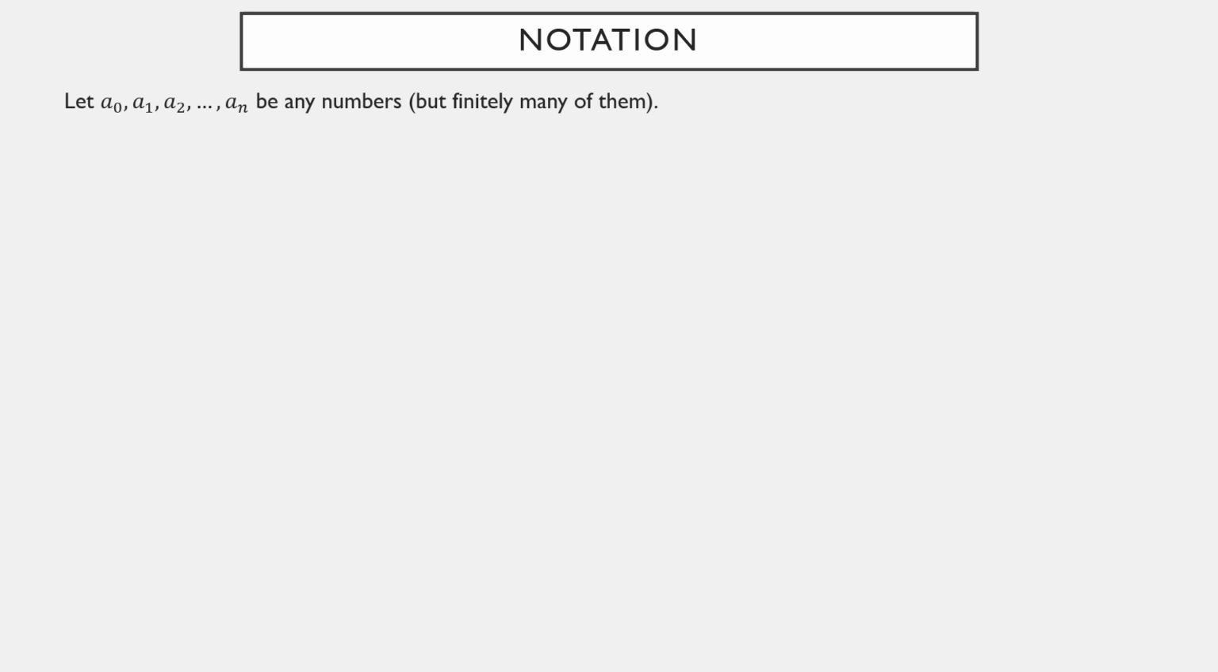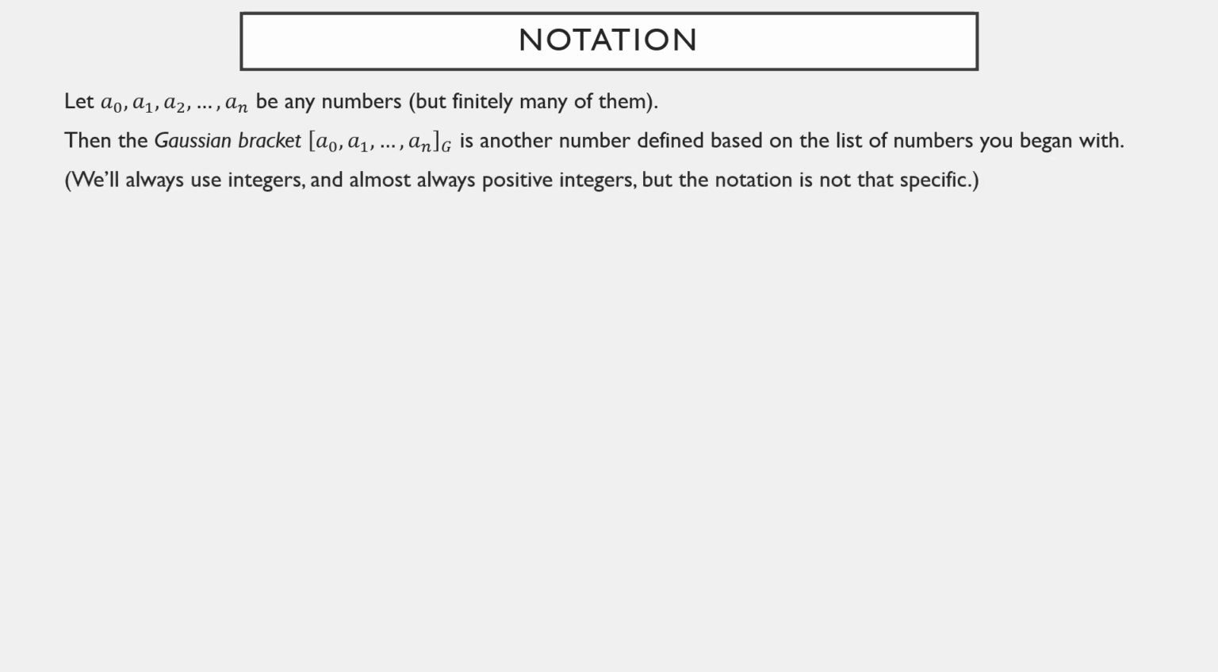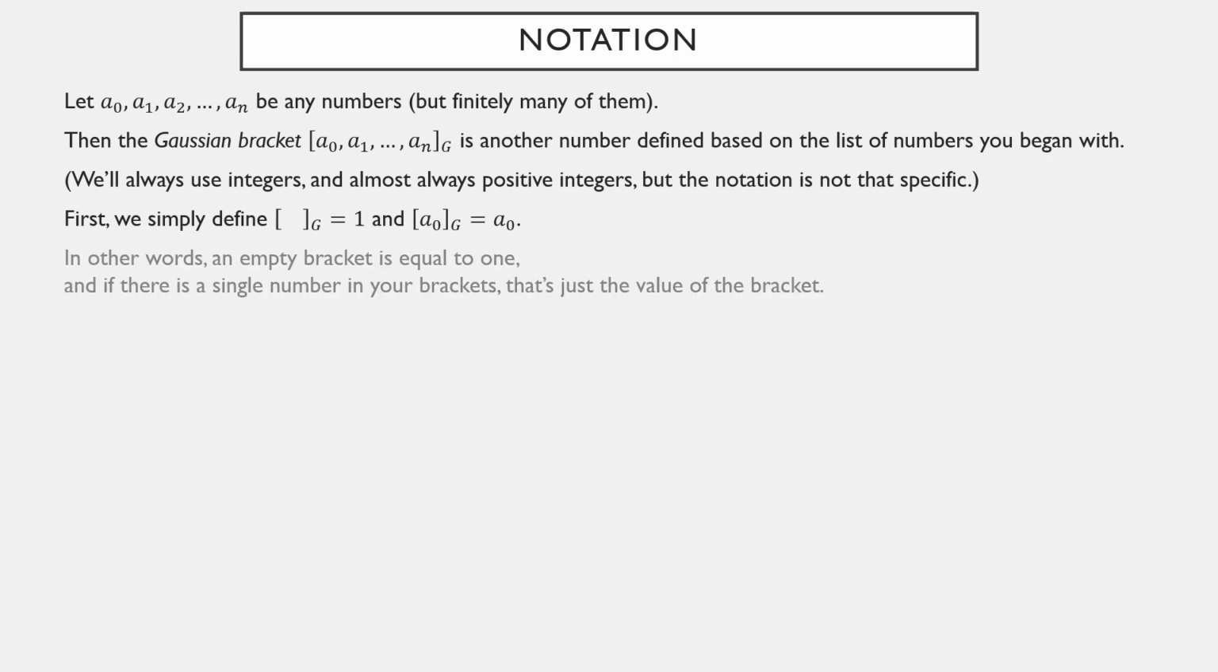Suppose you have a finite list of numbers, a0 through an. The Gaussian bracket, where you put that list in square brackets with a subscript g, is just going to be another number defined based on the numbers that you plug into it. We're always going to be using integers, and in fact almost always positive integers, but any numbers at all will be fine. So we define the empty bracket, where you have that bracket with nothing in it, to take value 1. And if you have the bracket with a single number in it, it's just that number. Now this is just our sort of initial conditions for how the bracket operates.